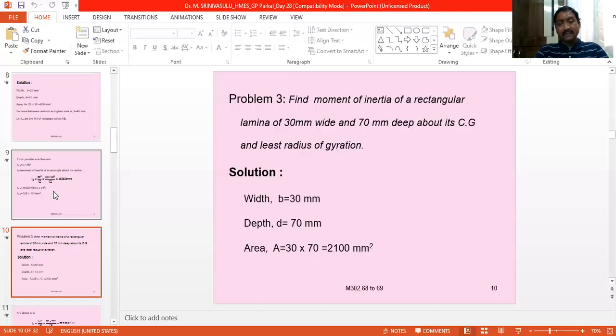Then we need to find the radius of gyration by the formula, and of the two values obtained, the least value we have to mention. That is called the least radius of gyration. Now coming to the solution part, width B is equal to 30 millimeters and depth D is equal to 70 millimeters. Now the area is equal to 30 into 70, which is 2100 square millimeters.